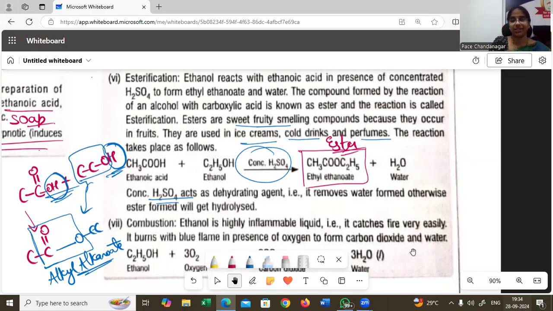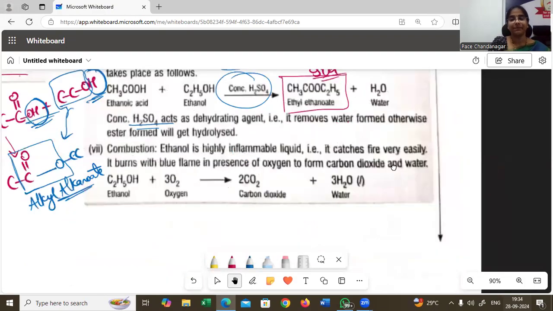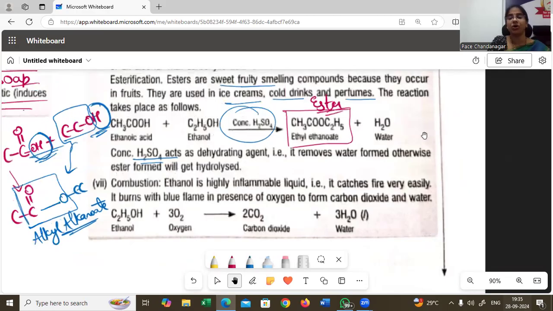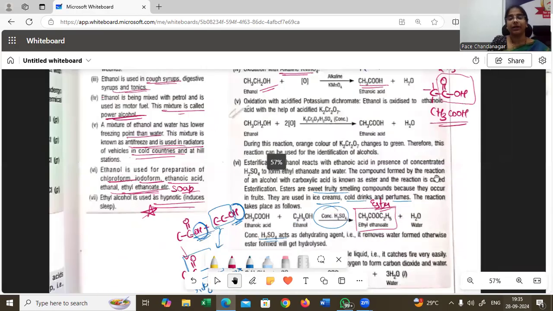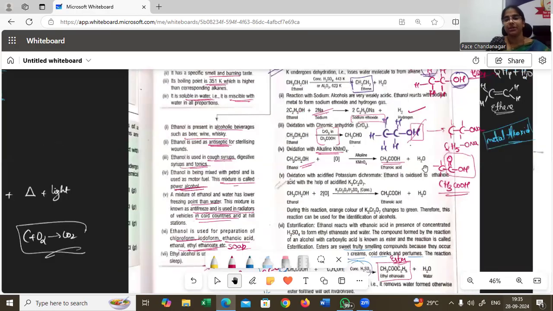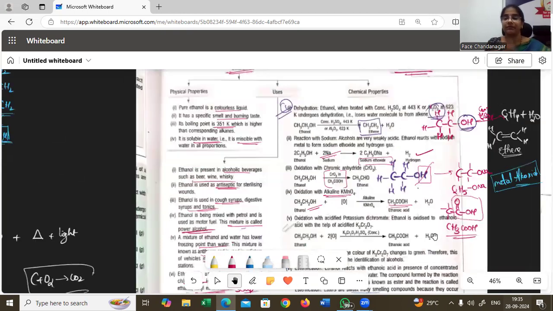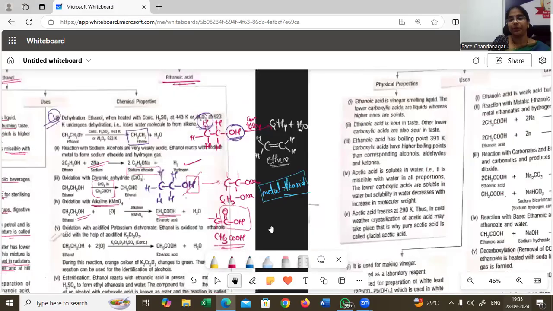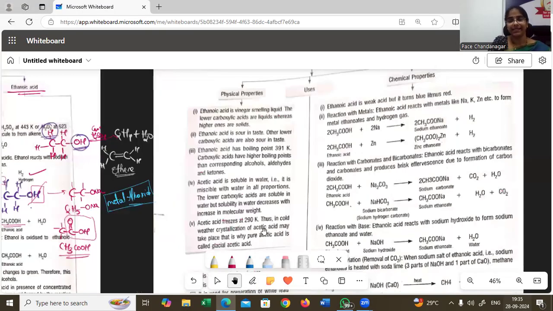Now an interesting thing here is saponification. I hope it is not given here, but we will do that as it comes on the next page. It is there on the next page. I'll show you the next page. Next, combustion, we have already seen this. So these are the reactions of ethanol, your chemical properties, which are shown by your ethanol, your physical properties, the uses. Now let us come to your ethanoic acid.